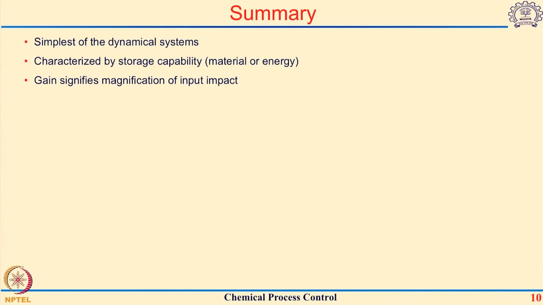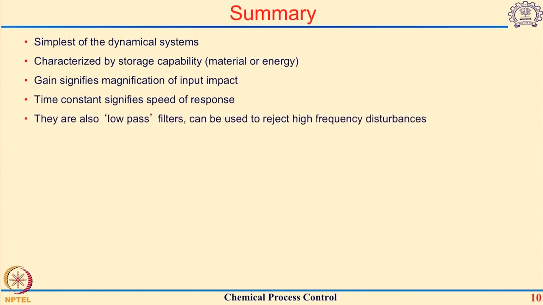There are two parameters which characterize a first order system. First is the input output gain, which exactly tells what is the magnification that is going to be applied to the input change when we look at the output. And the other is a time constant, which gives you the speed of response. If the time constant is very large, the system behaves slowly, and if the time constant is small, the system responds very fast.